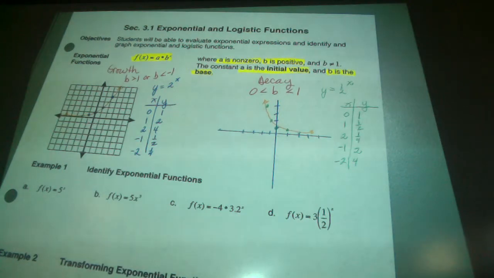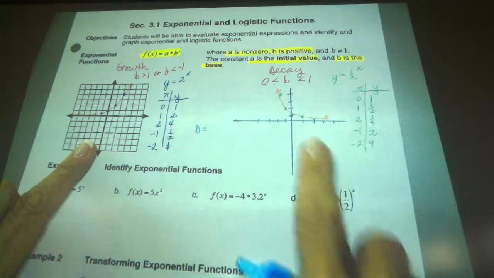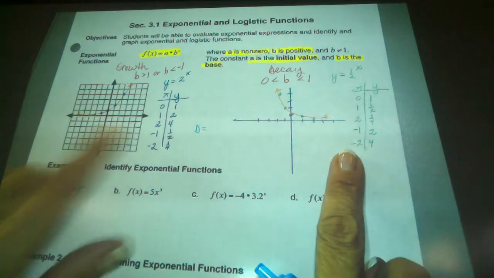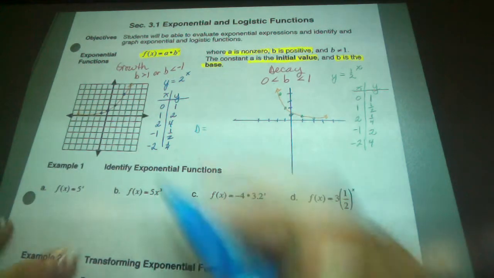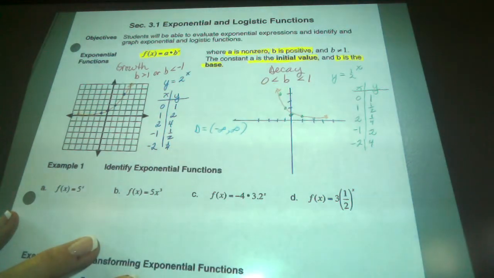So let's look at our domain for both of these. Both of these have the same domain. Is my x restricted on my domains? Can I choose any values I want for x? Yeah, I chose positive, negative, 0, so it's unrestricted. So both have domains of negative infinity to positive infinity.